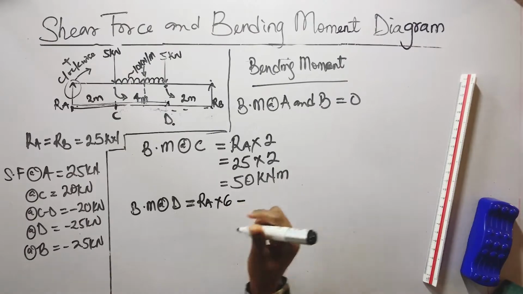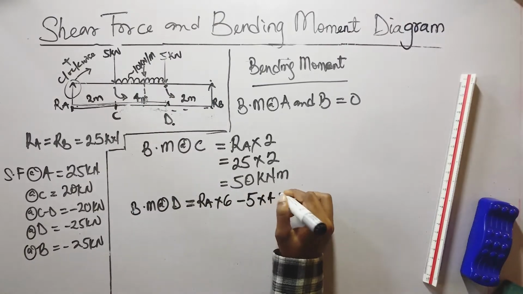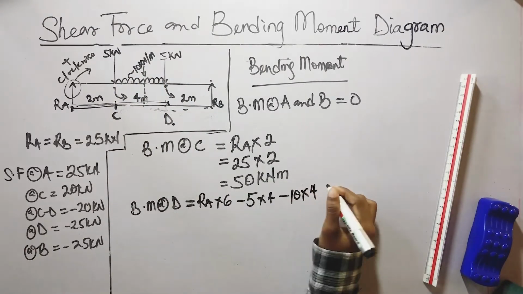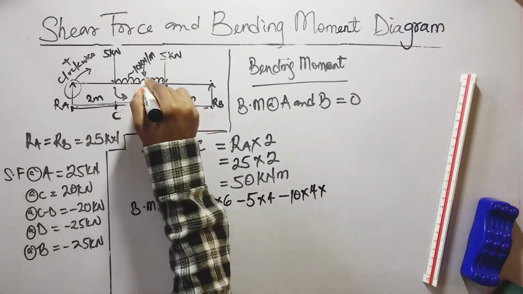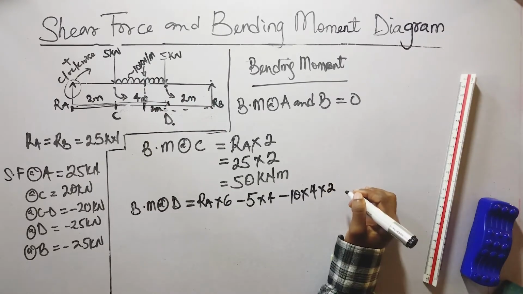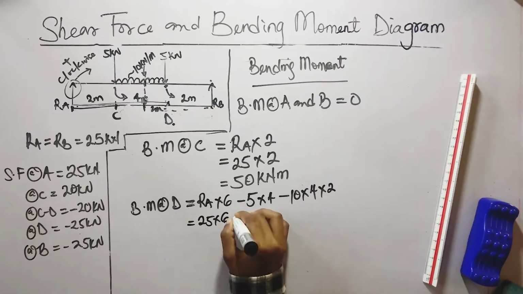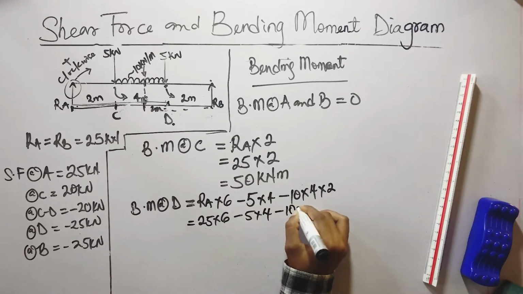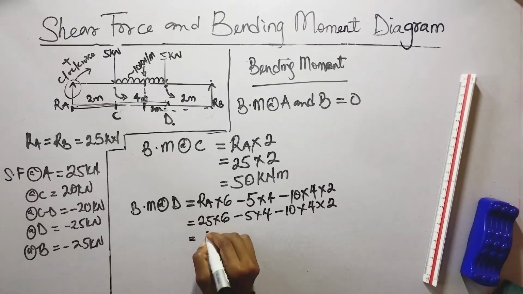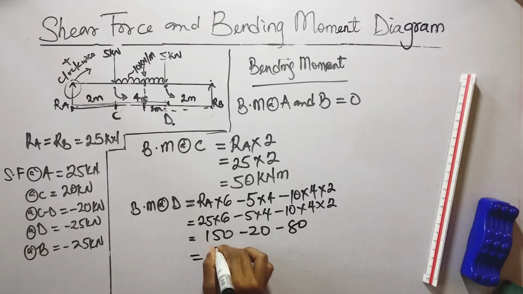The next is an anti-clockwise moment, which is 5 times this distance, which is 4 meters. The next is a UDL, which is 10, converting into point load multiplied by 4, as the point load is going to act at the middle, so the distance from the middle to D is 2 meters. I hope you understand that. So we have 25 times 6, which is the value for RA, minus 5 times 4, minus 10 times 4 times 2. So resolving this, we have 150 minus 20 minus 80. So we have bending moment at D to be 50 kilonewton meter.